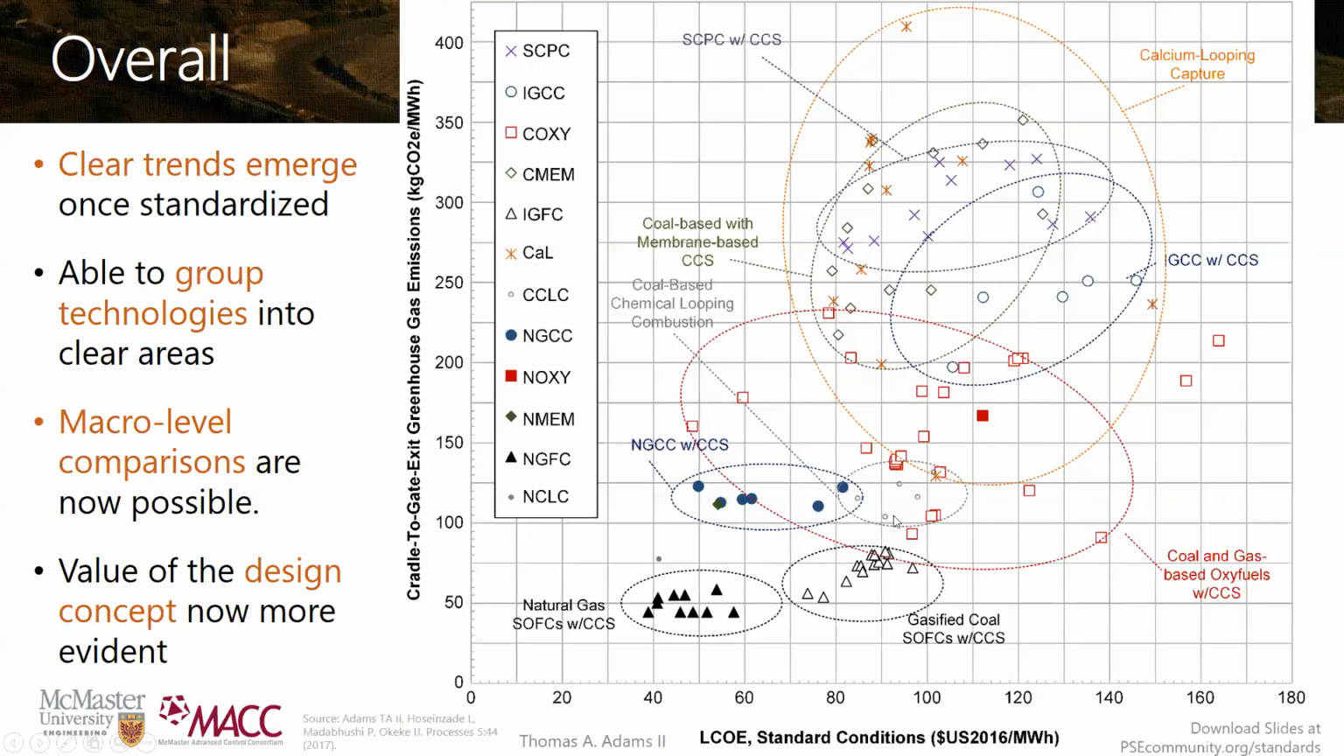All right, we have gray circles a little bit lower. That's also contained within oxy-fuels. This is chemical looping combustion. Also looks very good. There are fewer studies, so that's why the circle's smaller, probably.